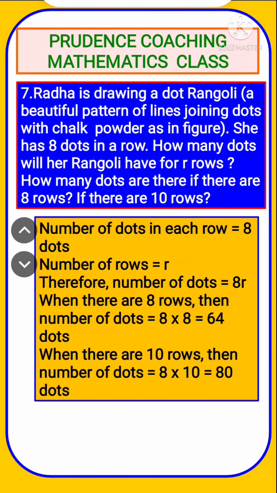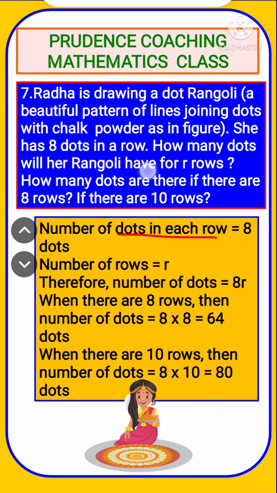So now let us write the final answer. The number of dots in each row equals 8 dots, and in the first question it is given that the number of rows is r. So number of rows equals r, therefore the number of dots will be 8r. And next, as the number of rows is given to be 8 instead of r, in that case we will write: when there are 8 rows, then the number of dots will be 8, that is in each row 8 dots are present into the number of rows, that is 8. So 8 into 8, 64 dots total. Now if the number of rows is 10 according to the question, when there are 10 rows, then number of dots equals 8, that is in a single row we have 8 dots into the number of rows, that is 10. So 80 dots.